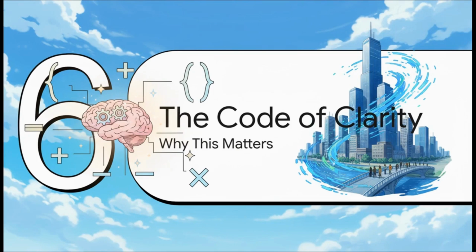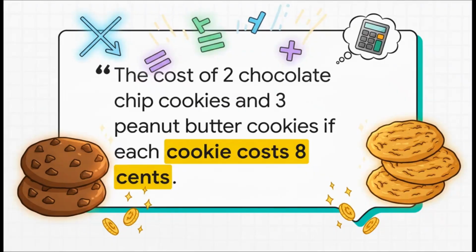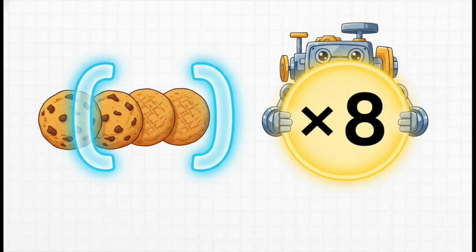So why does any of this matter outside of a math class? Well, because these rules are actually what allow us to translate real-world problems into a mathematical language that works. Let's take a simple word problem. We're buying some cookies. We've got 2 of one kind, 3 of another, and they all have the same price. How do we figure out the total cost? This is where the order of operations becomes a tool for clarity. We need to find the total number of cookies first. So we group 2 plus 3 in parentheses. That gives us 5 total cookies. Then we multiply by the cost, 8 cents, to get our answer, 40 cents. Without those parentheses, we'd get the wrong answer every single time.